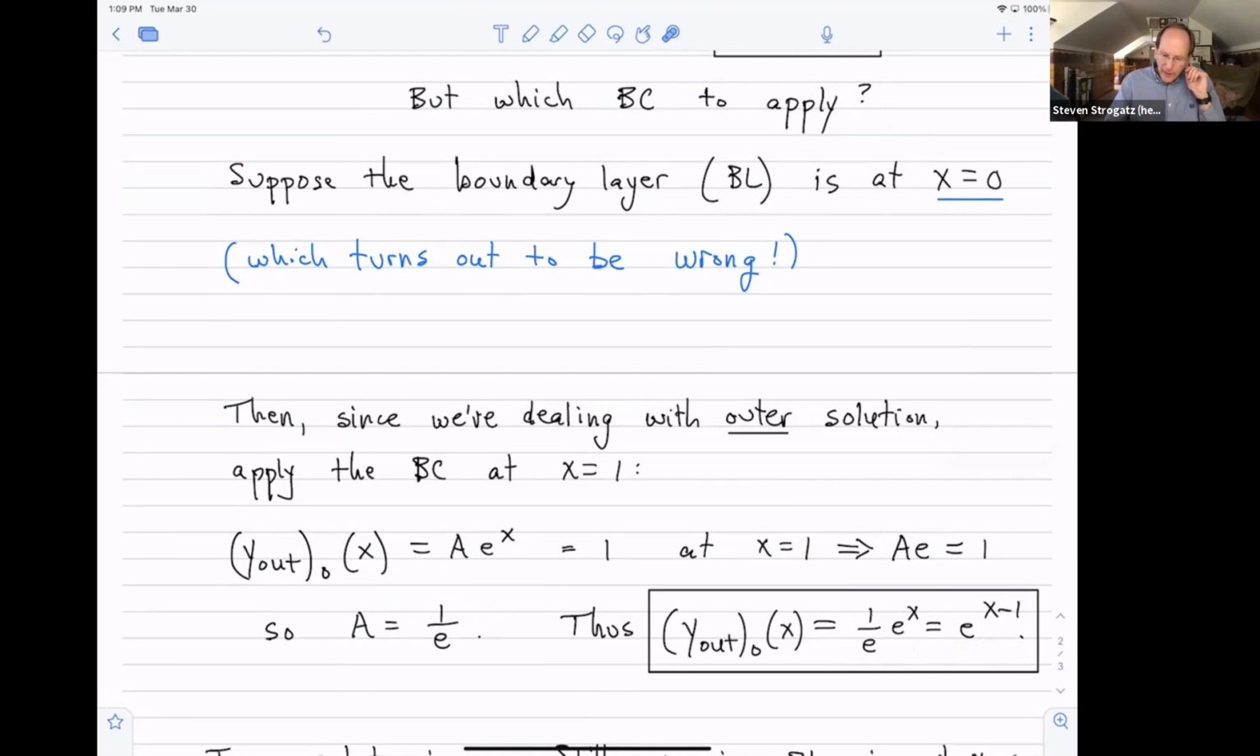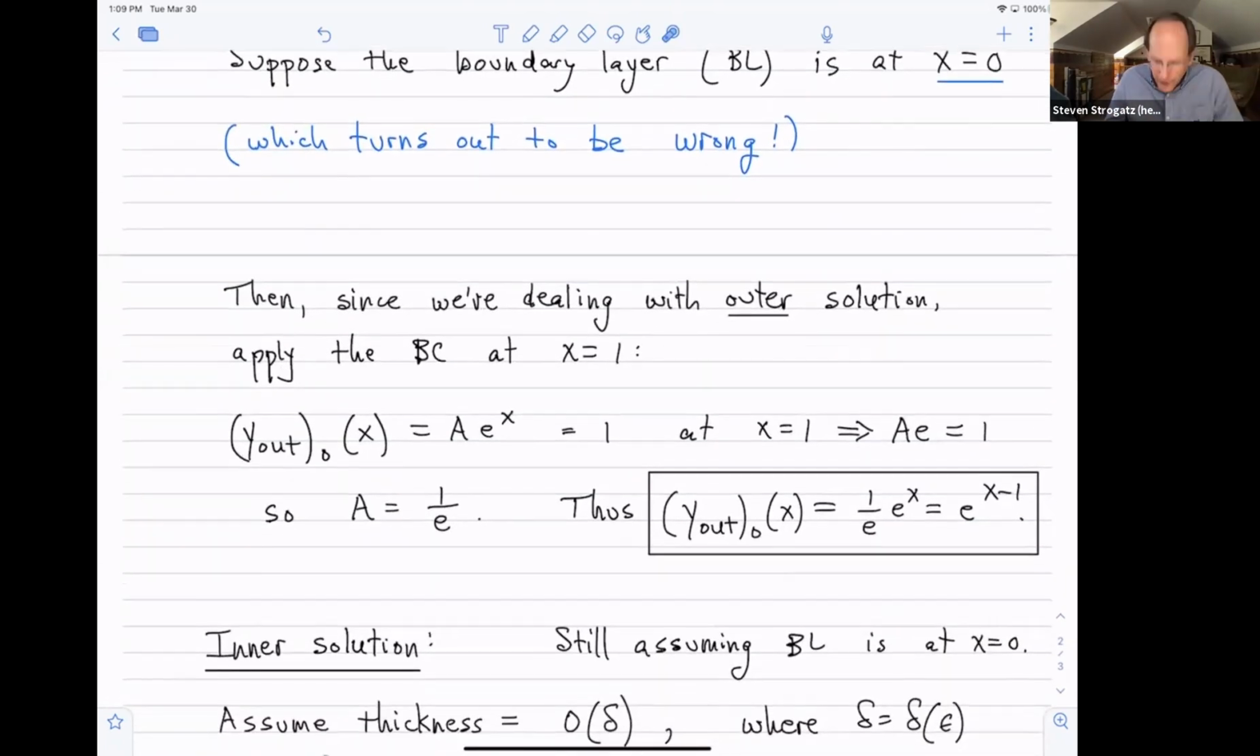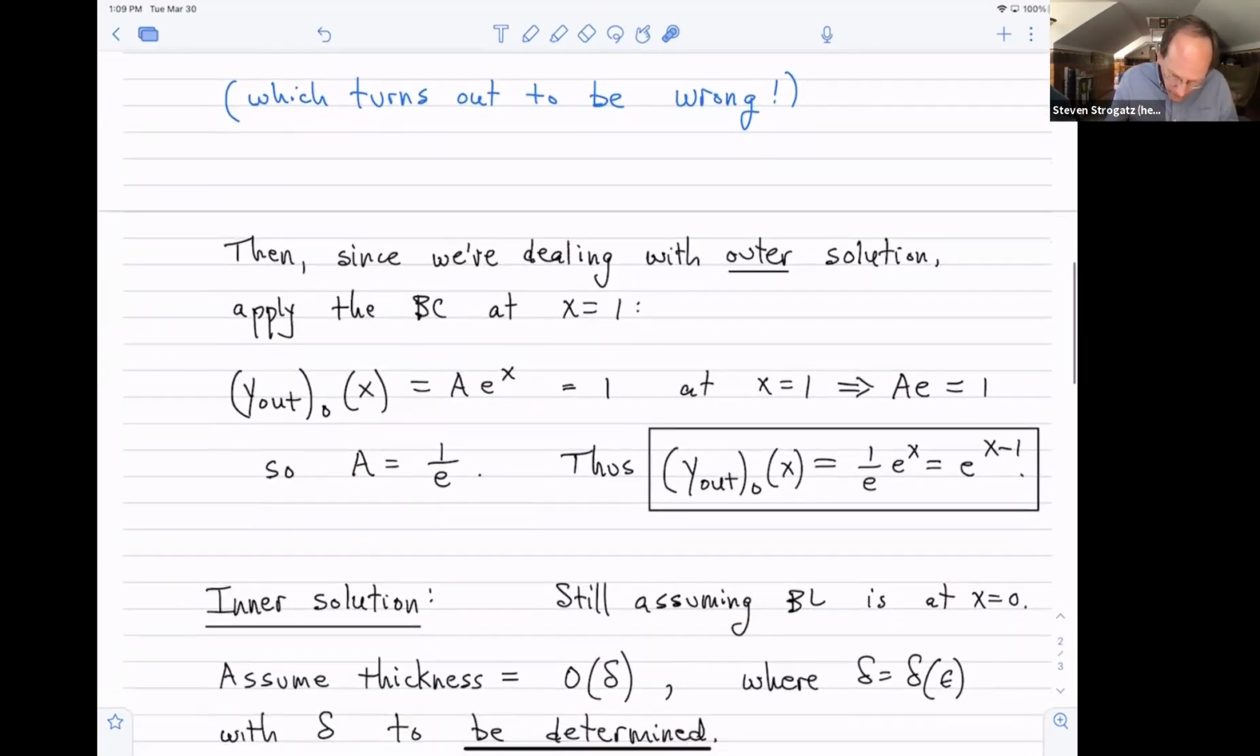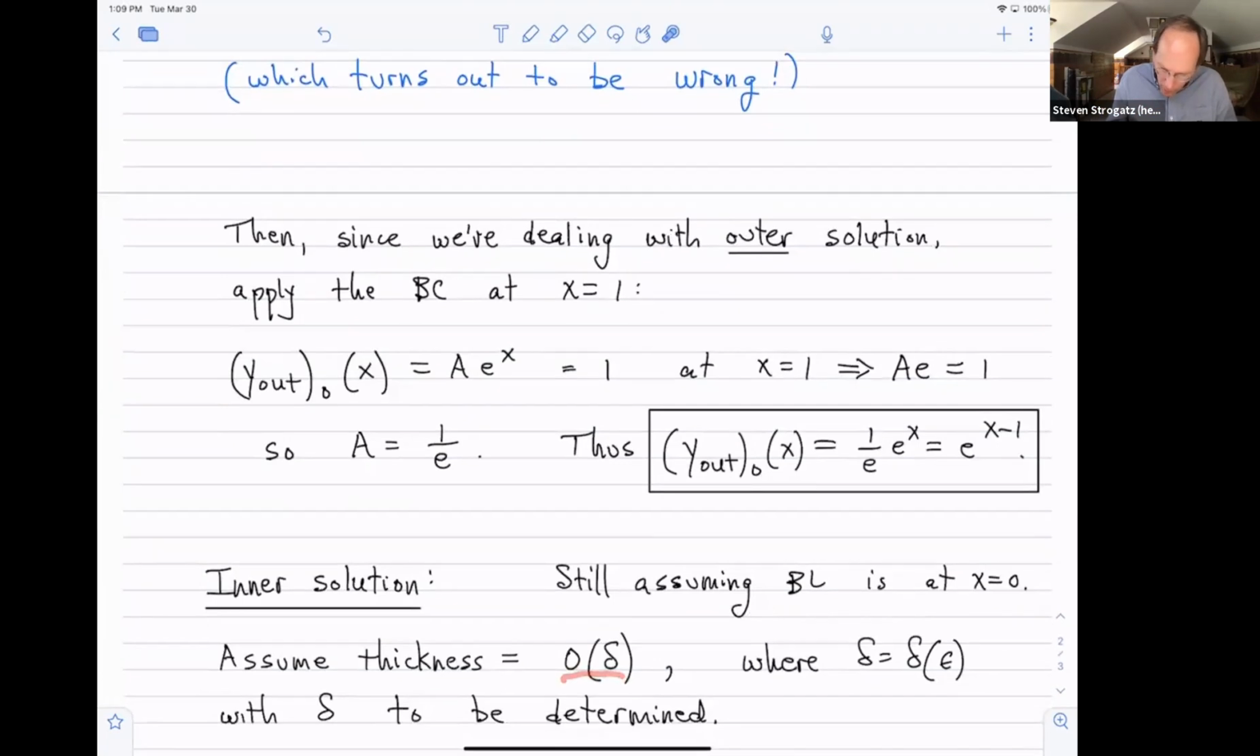Next, let's look at the inner solution, still under this, what's going to turn out to be wrong assumption that the boundary layer is at x equals 0. This part of the calculation is going to illustrate how we estimate the thickness of the boundary layer when we don't know it a priori. So let's just assume it has some thickness that we're going to call of order delta, where we don't really know what delta is, just that it depends on epsilon somehow. So this delta is to be determined. We have to figure out a way to calculate the thickness without solving the equation itself.